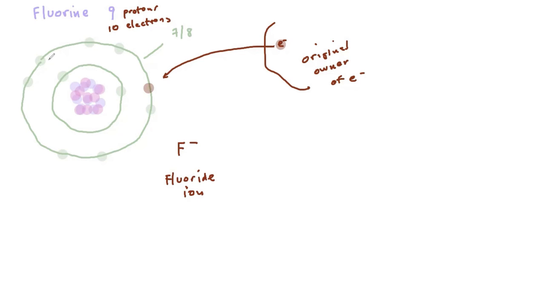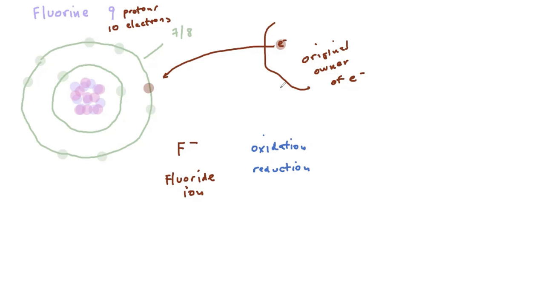Okay, now I want to introduce one more bit of lingo for you because this is something that you gotta know. Sooner or later, you're gonna have to talk about oxidation and reduction. And they have to do with the movement of electrons. So in this case, an electron is moving from the original owner over onto fluorine. When the fluorine takes on the extra electron, it becomes a fluoride ion.